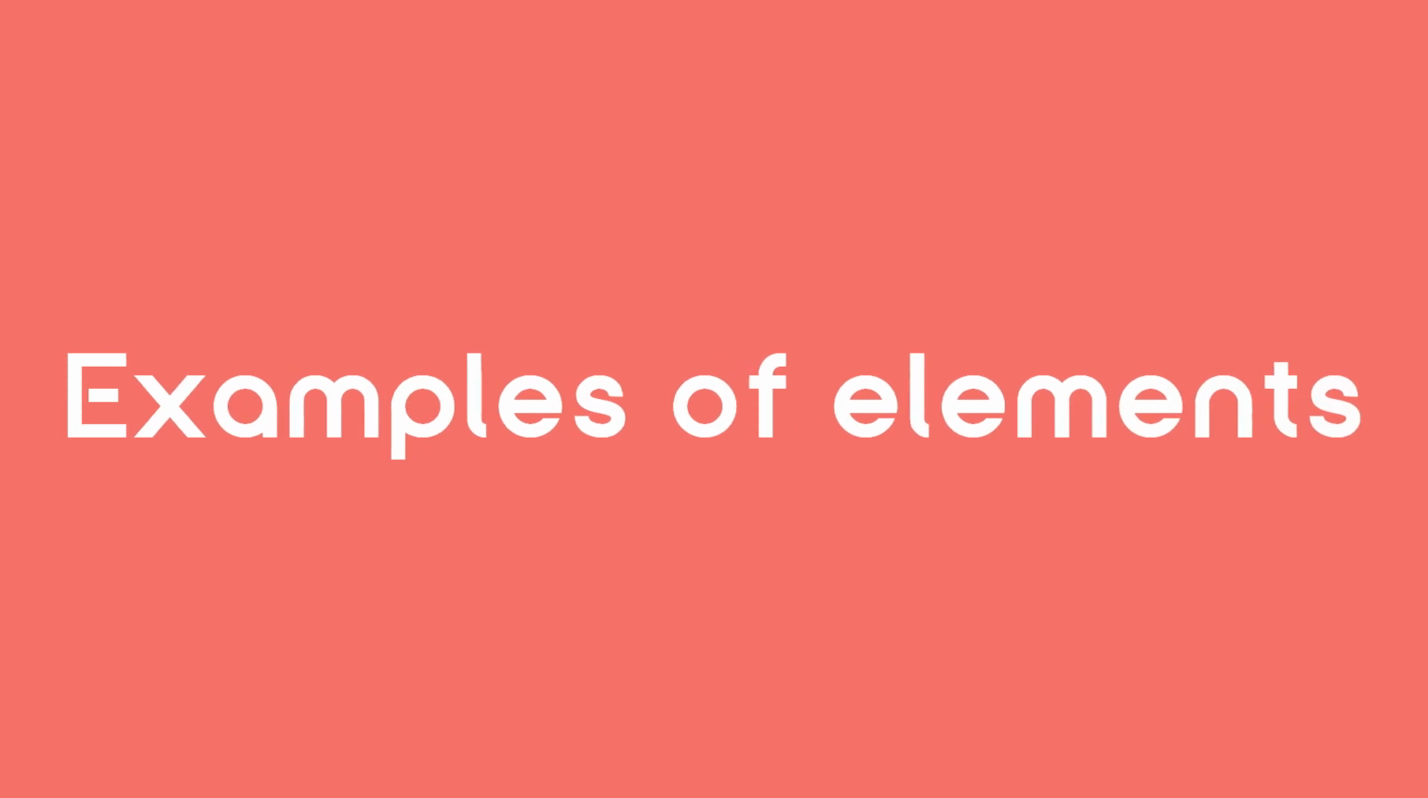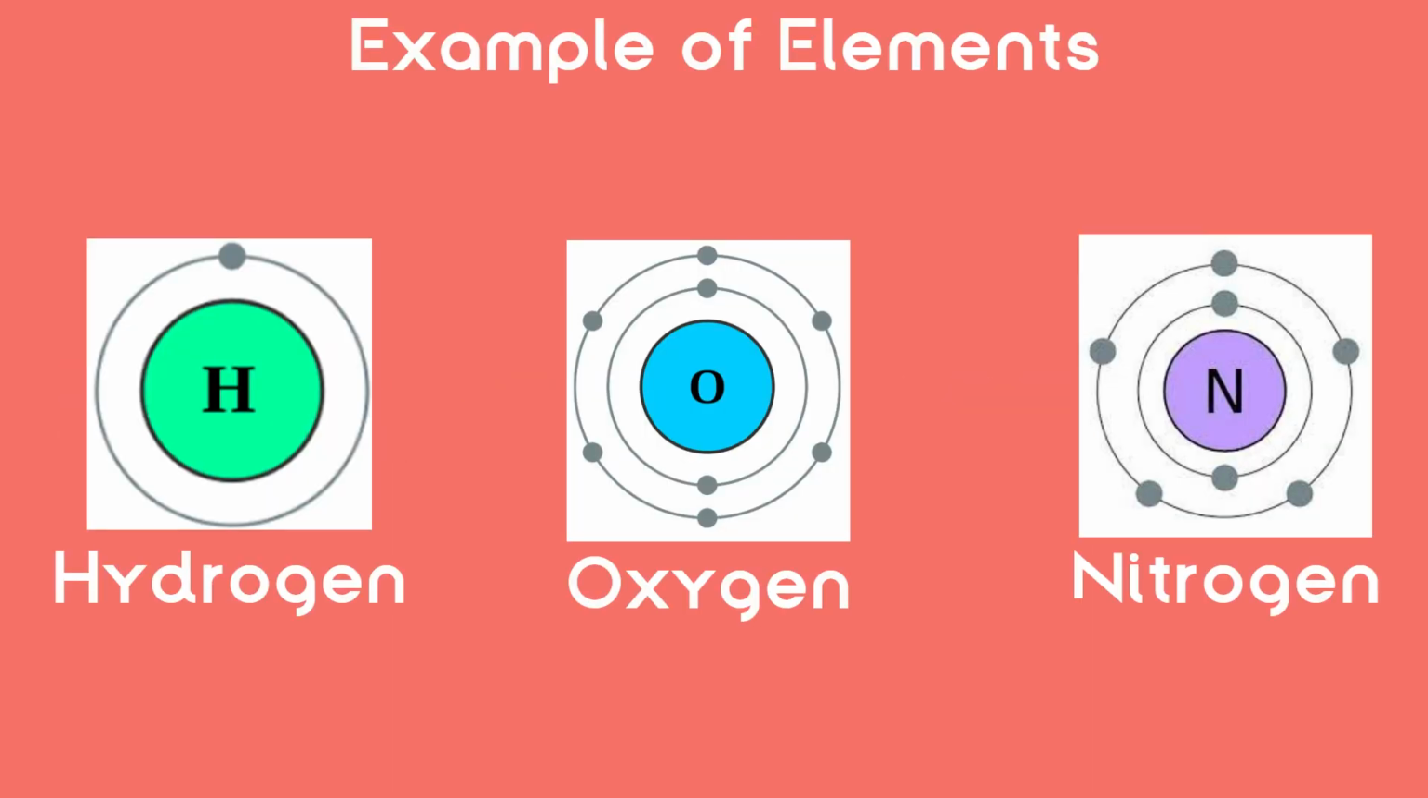Examples of elements. Elements exist in the simplest form and cannot be broken down further. So an element can exist in the forms of ions, atoms, isotopes, molecules. An example of an element is nitrogen atom, hydrogen atom, and oxygen.